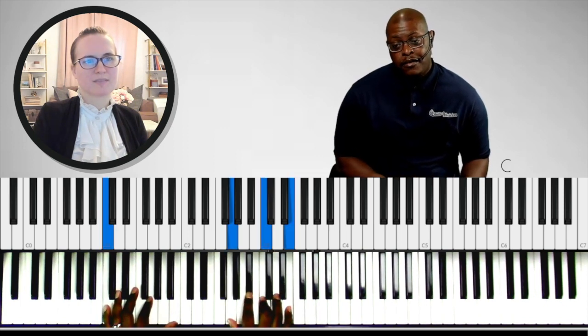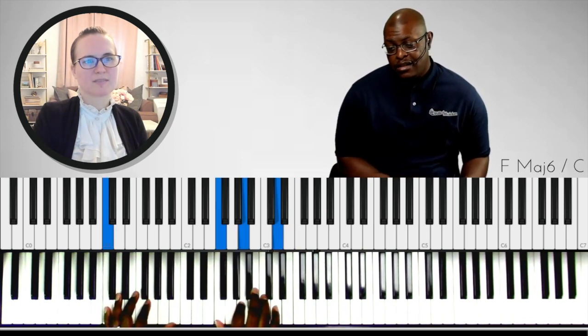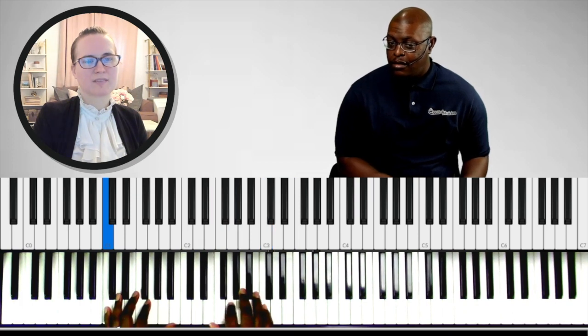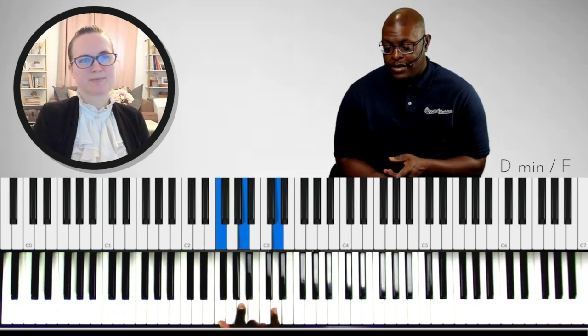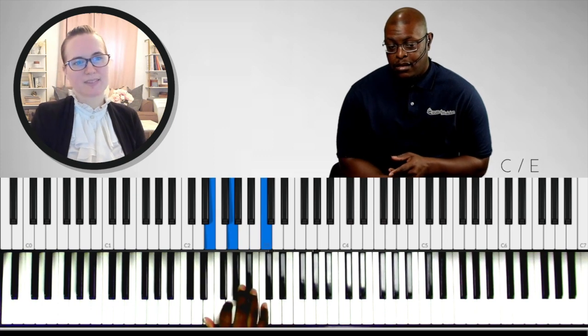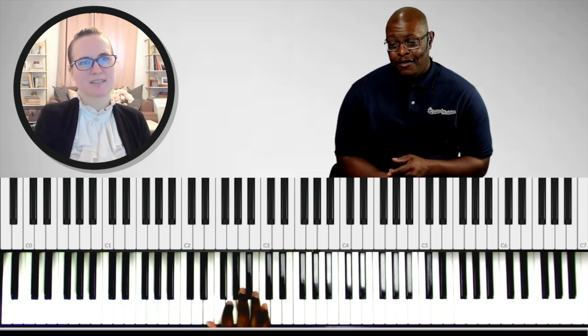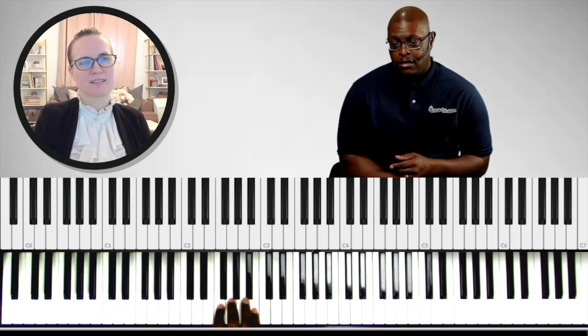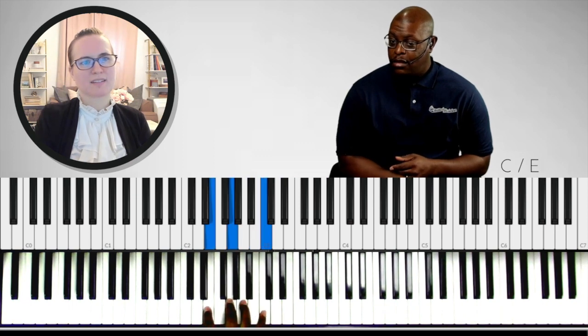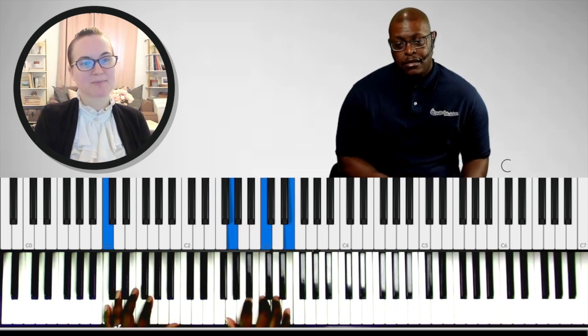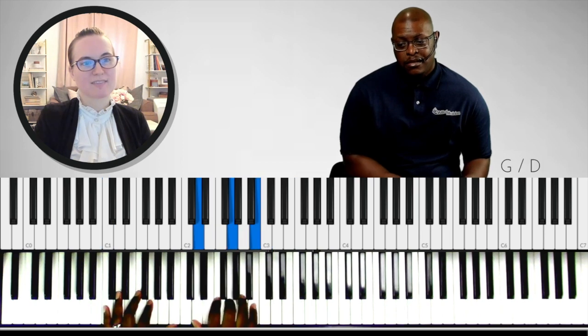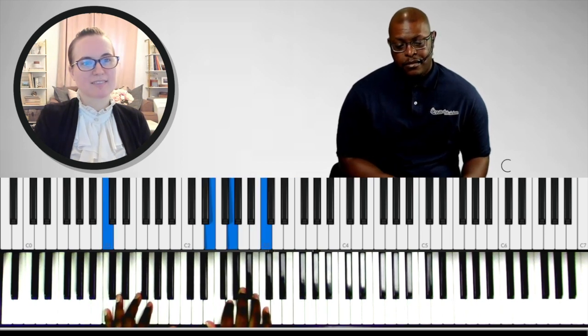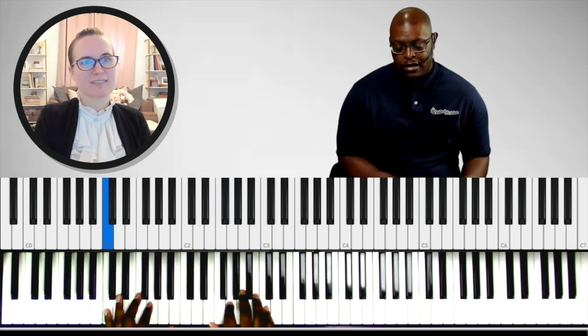Let's try the D minor for this. Oh, and I kept the melody on top for my D minor chord. And for this B, let's try G major. Oh, that works out. That works out.